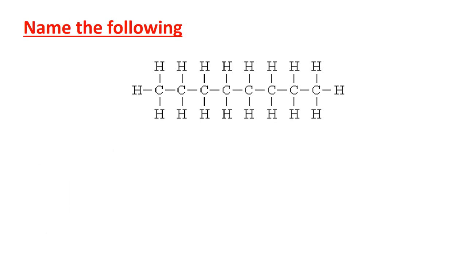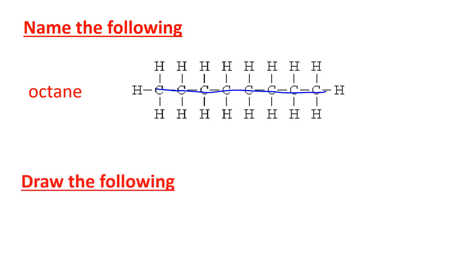So let's name the following. If you're going to name the following, what I would do is simply draw over and count how many carbons I'm drawing over here. I drew over 8. That means this one is octane. And I draw my hydrogens in, and I'm done. Octane. Now the other version of a question we can do right now is we could draw the following.